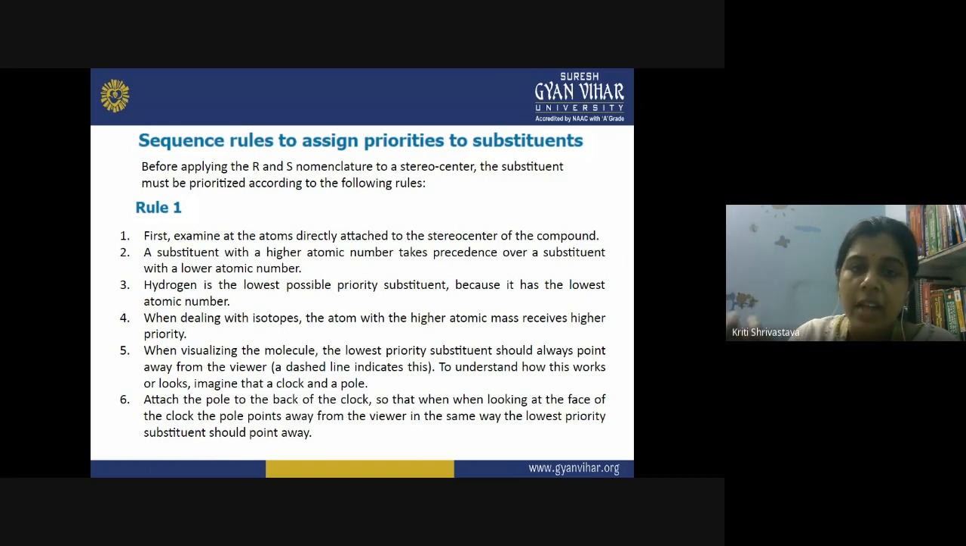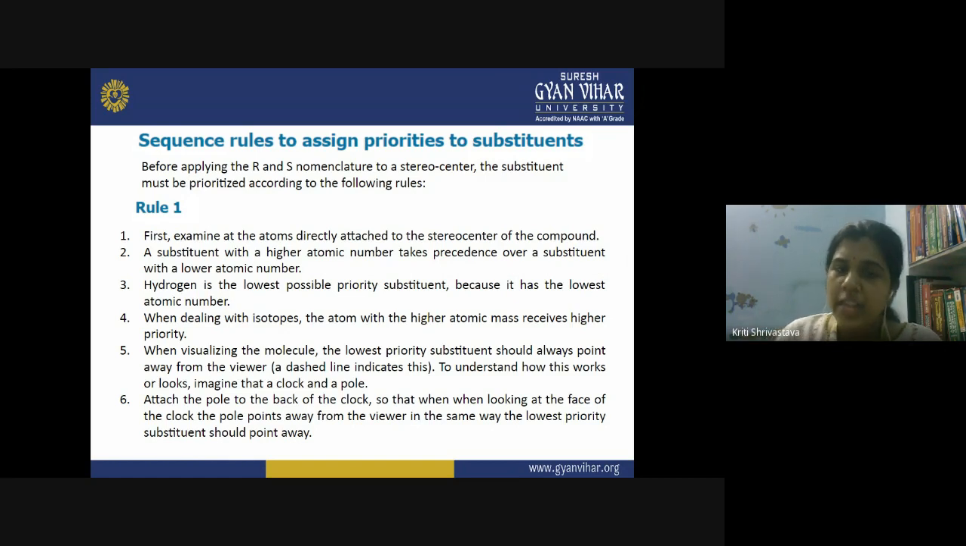And when you are dealing with isotopes, the atom with the higher atomic mass receives the higher priority. Suppose we have two isotopes of chlorine. If chlorine 35 and chlorine 37 are attached, first priority will be given to chlorine 37 and then chlorine 35. Like in the case of hydrogen, if you have hydrogen, deuterium and tritium, all three isotopes of hydrogen, you will give the first priority to tritium, the second to deuterium, and the last to hydrogen itself.